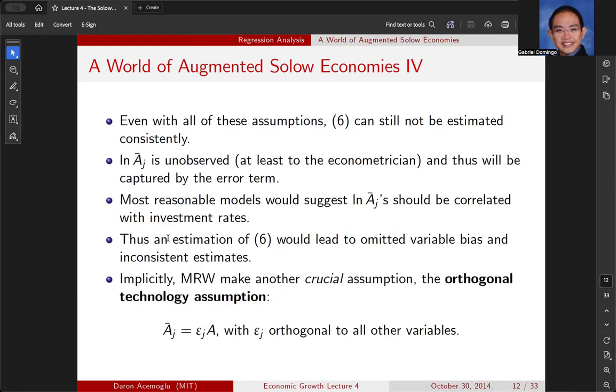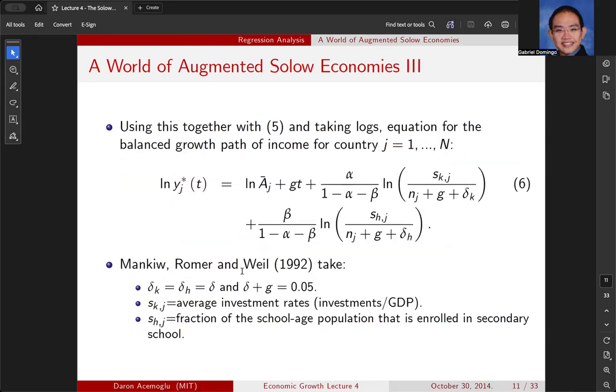Even with all these assumptions, equation 6 still cannot be estimated consistently. I just want to make sure you all note that you have not done econometrics yet, right? So I don't expect you to truly, fully understand what's happening. The core thing here, however, is that if you run a regression, the goal is to get this value, alpha over 1 minus alpha minus beta. So in the regression tables, we'll get the value of this entire thing as well as this entire thing.